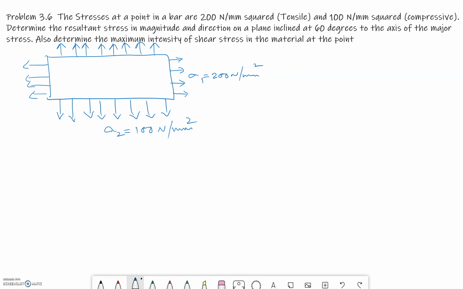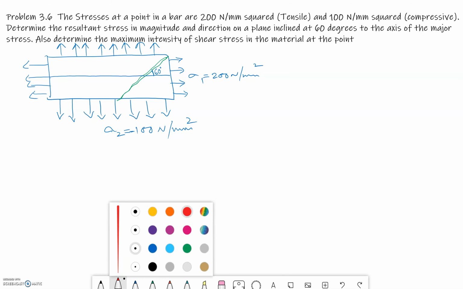Now he's also saying that this is a compressive load, so this will be minus 100 Newton per mm squared. Now, what other information is given? He's given the inclined plane, so let us consider the inclined plane. I'll change the color. This inclined plane is making an angle of 60 degrees to the axis of the major stress. Now the axis of the major stress will pass through here, and this angle is 60 degrees.